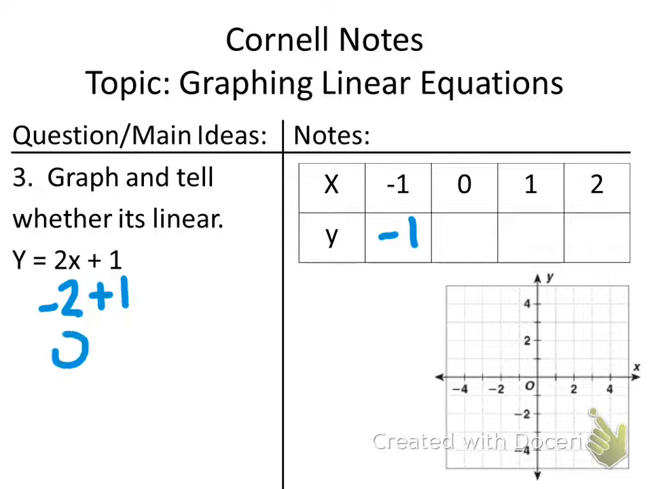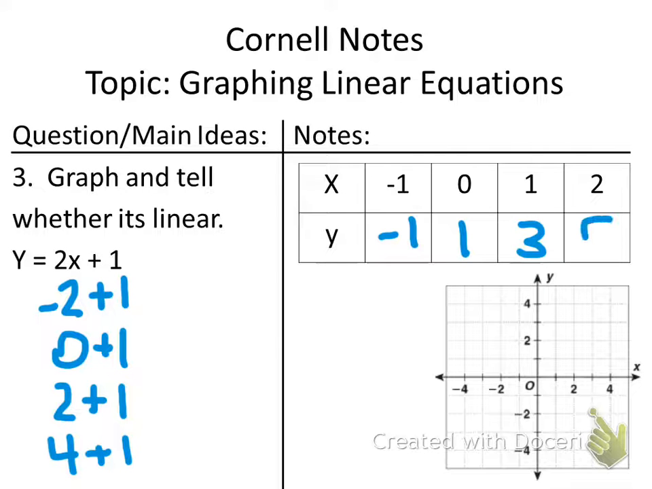Next, 0 times 2 is 0. 0 plus 1 is 1. 1 times 2 is 2. 2 plus 1 is 3. 2 times 2 is 4. 4 plus 1 is 5.